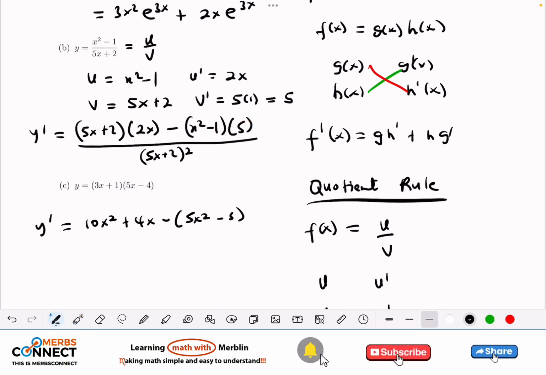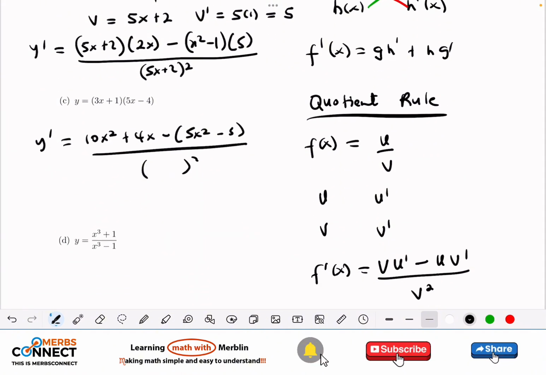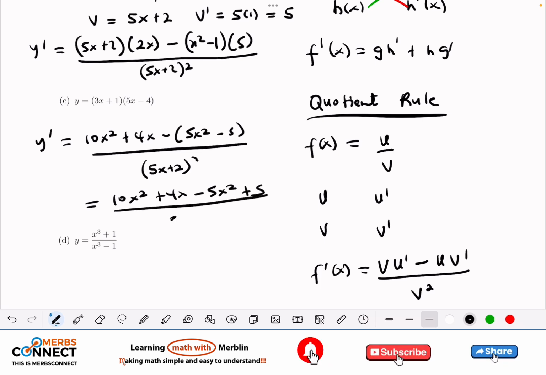minus 5 divided by 5x plus 2 all squared. I don't want to even bother myself simplifying the denominator. So I'll get something like, so this one is going to give us 10x squared plus 4x. Then I'll multiply through the minus, which is going to give us minus 5x squared plus 5 divided by 5x plus 2 all squared. So what will be y prime?